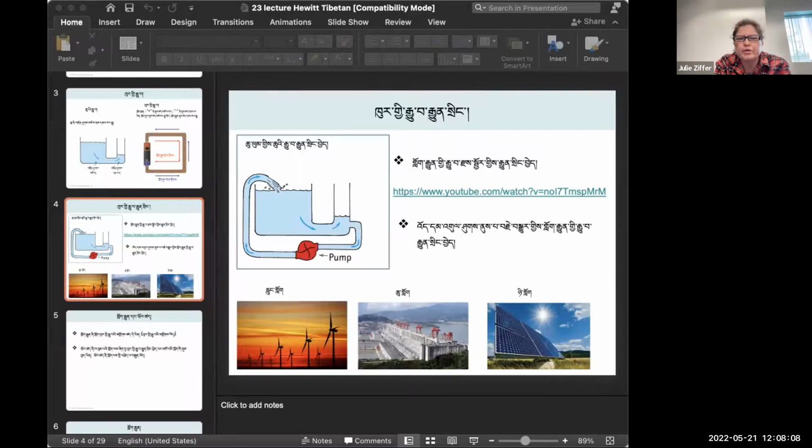Okay, and then there's other ways too. I discussed one of those yesterday when I talked about a generator.